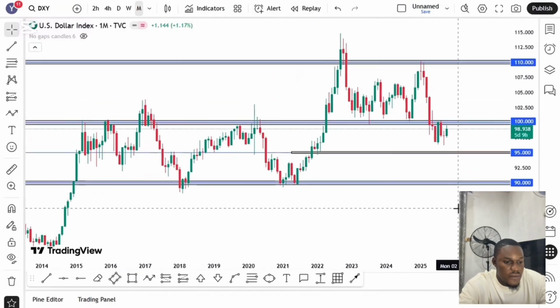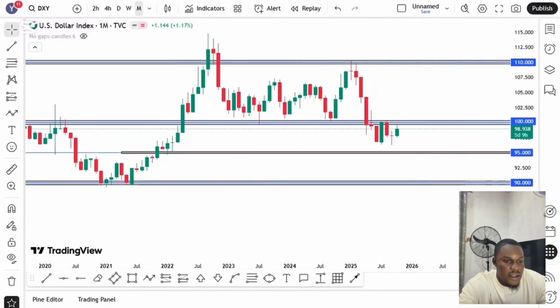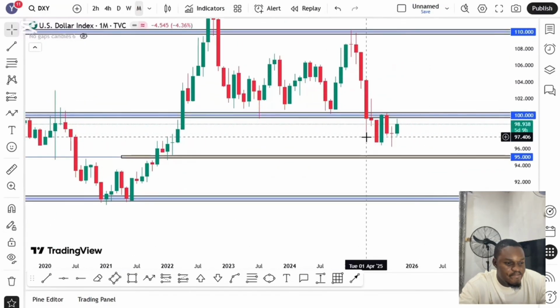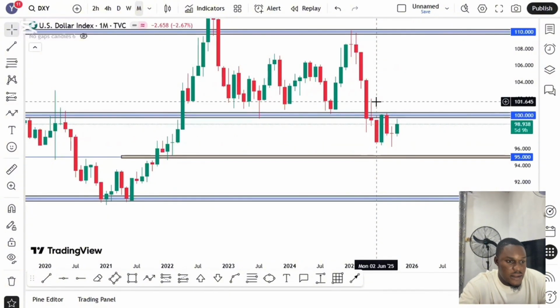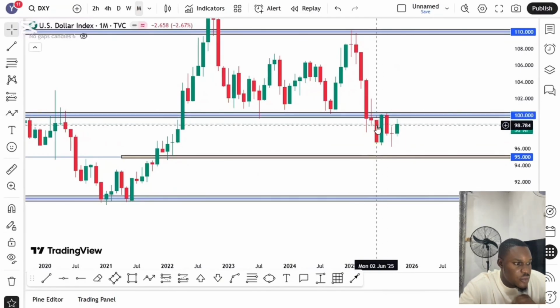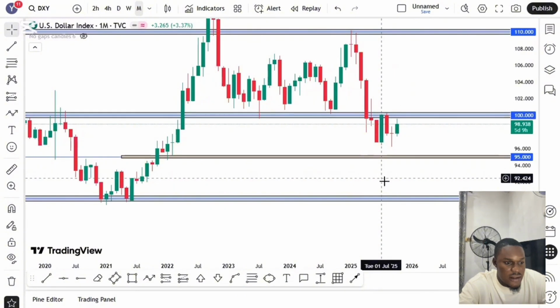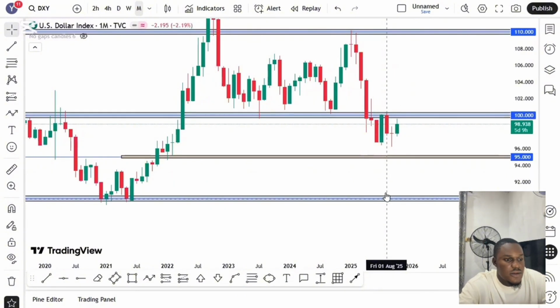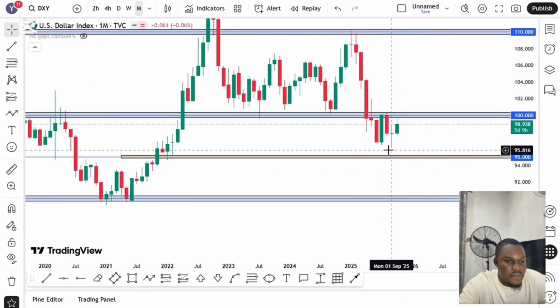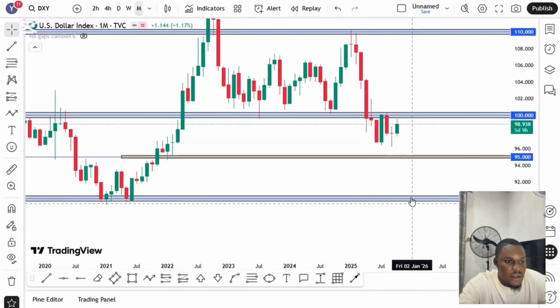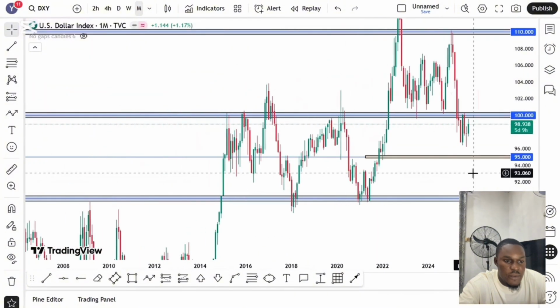In the case of the dollar index, as you can see, around June this year, the market broke below the middle level, which means the market is supposed to go to the next key level, which is around $90. But we have been stalling in between $100 and $90. All right, let's see what will happen in the coming week.